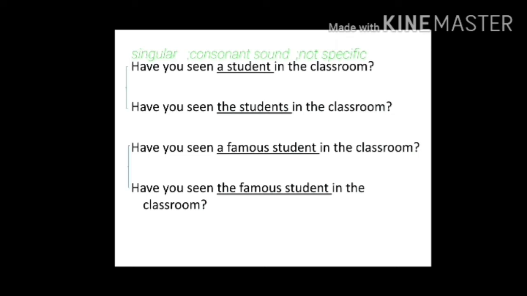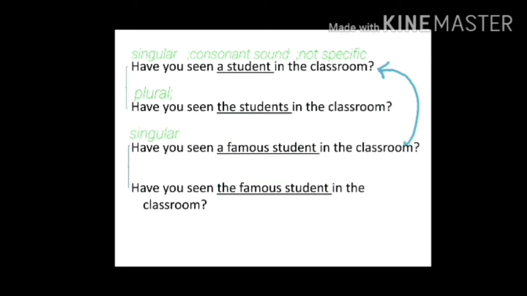You just want to know if there is any single student maybe left behind in the classroom. The second sentence, have you seen the students in the classroom? The noun the students is obviously plural, so you use the article the. Now, if we take a look at the third and fourth sentences, they have the same set of nouns, which is famous student. However, the third sentence is using the article a, and the fourth sentence is using the article the. The third sentence is very much similar to the first sentence.